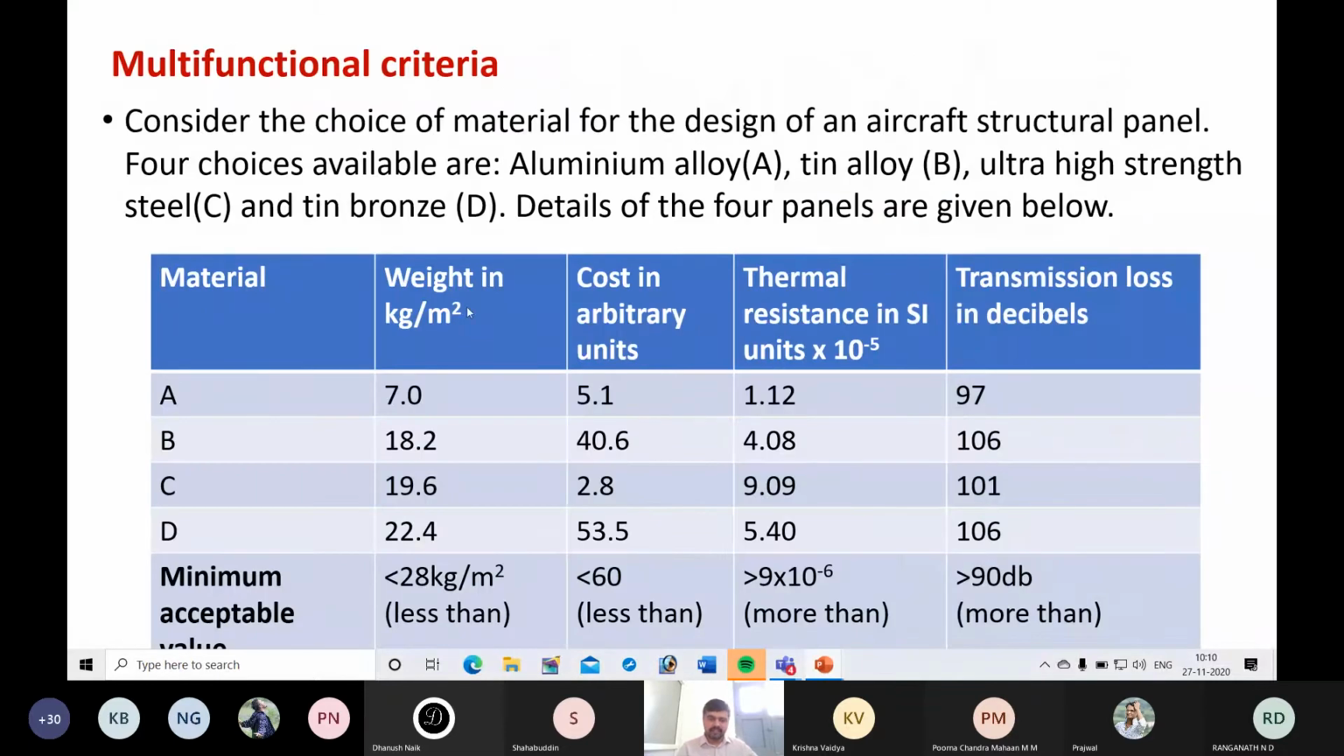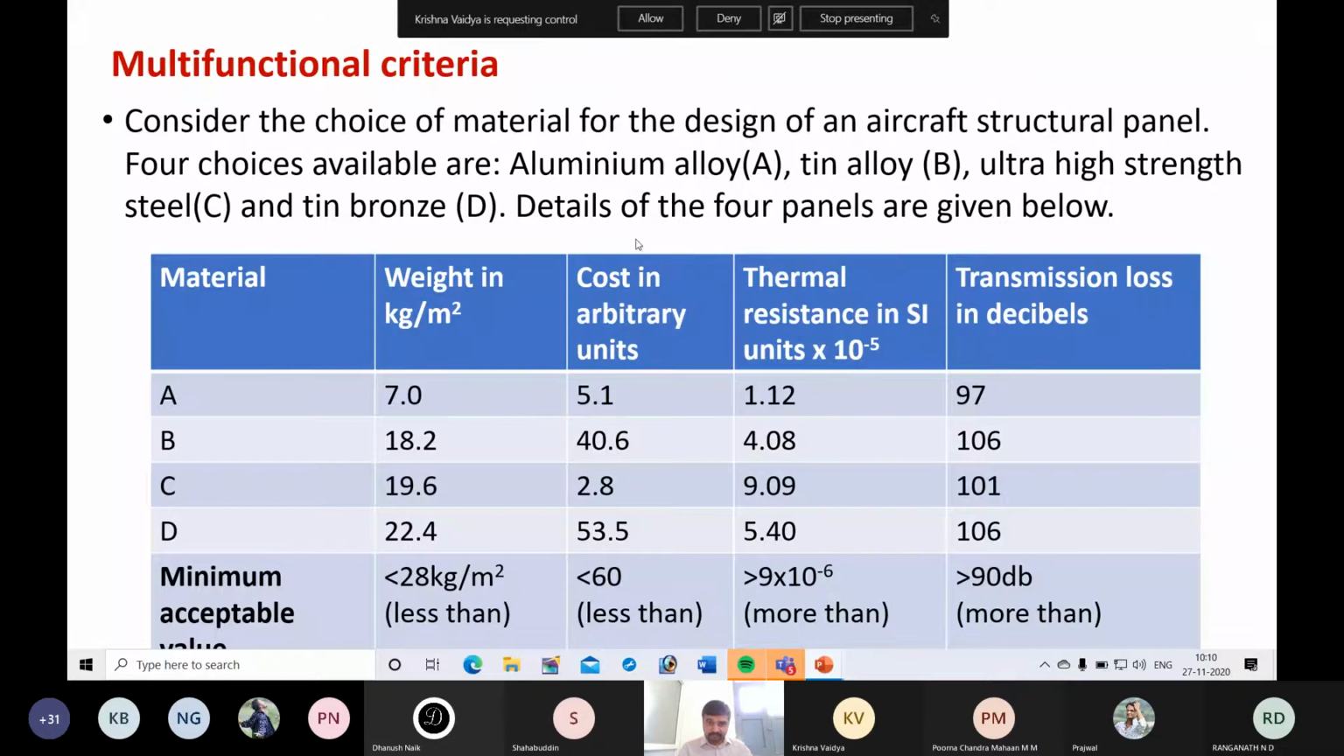So this is the given data regarding various materials, and these are the design considerations. For these 4 design considerations, weightage is also assigned. For weight it is 0.4, for cost it is 0.3, for thermal resistance it is 0.15, for transmission loss it is 0.15. If you add all these values, it will be equal to 1. In the previous class also we discussed how to assign weight. It should not be less than 1 or more than 1.